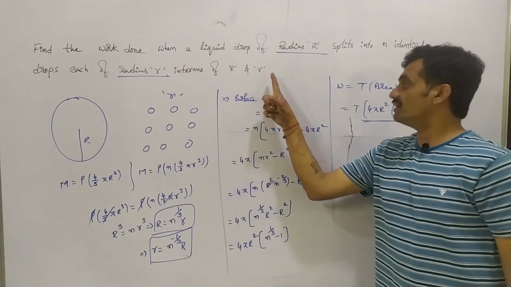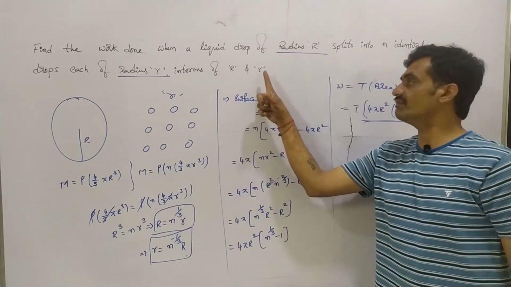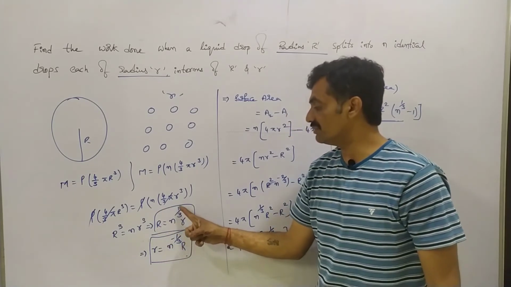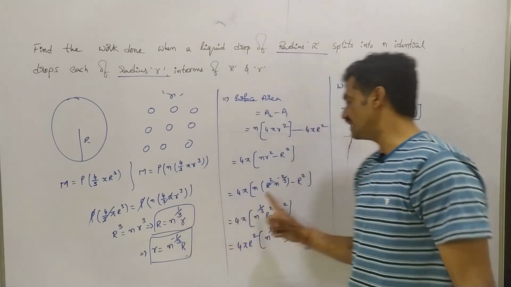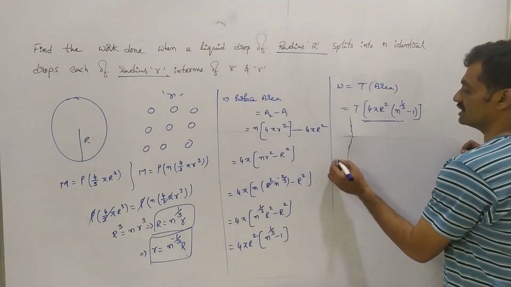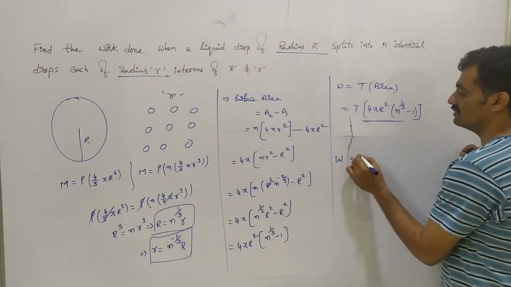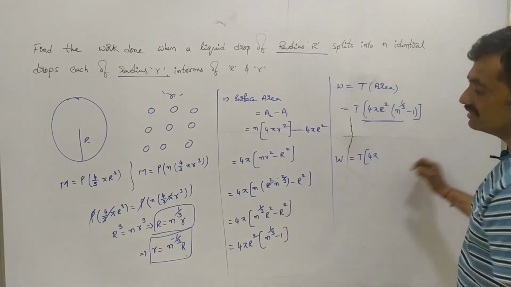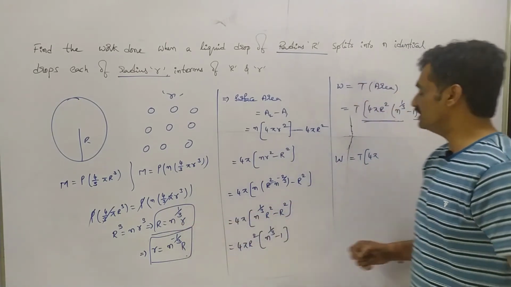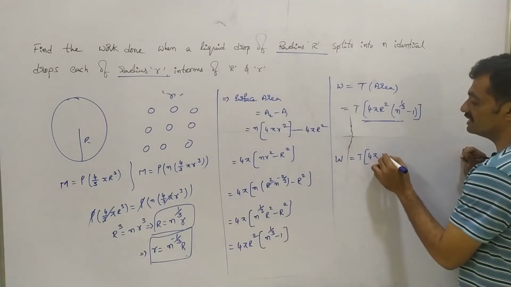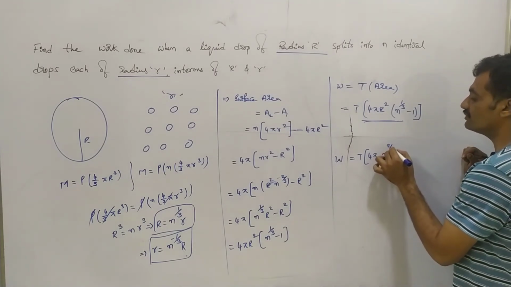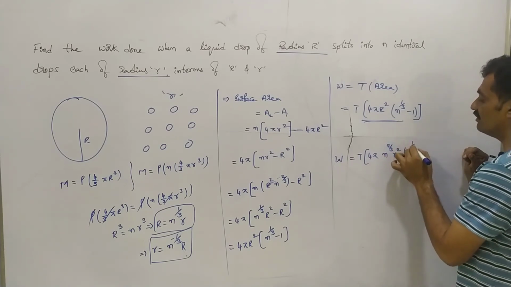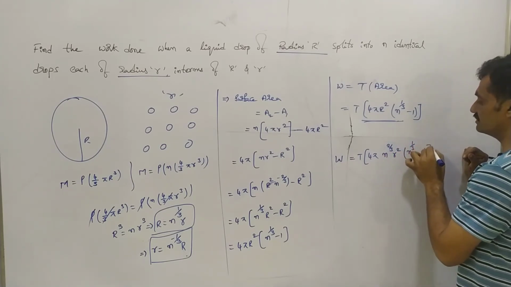Similarly, we can represent the amount of work done in terms of small r, where observe that capital R equals n to the power of 1 by 3 into r. As we substitute in this expression, the amount of work done can be given as T into 4 pi into, in the place of R, n to the power of 1 by 3 into r, which is n to the power of 2 by 3 into r square, into n to the power of 1 by 3 minus 1.